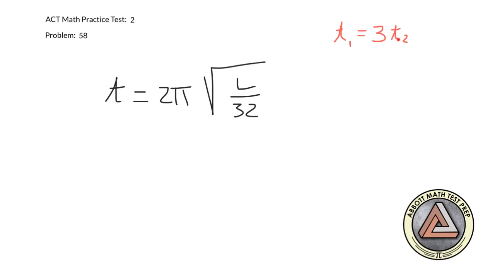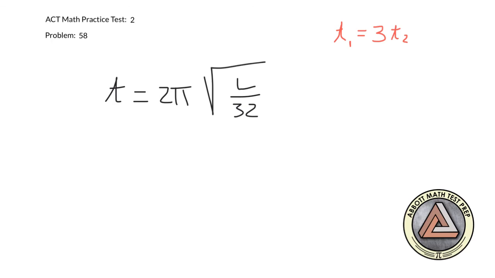Okay, and they give us this information. Now I'm just going to write that down because I have a feeling that's going to come in handy soon. Now they are asking, finally, the length of pendulum 1 string is how many times the length of pendulum 2's string.